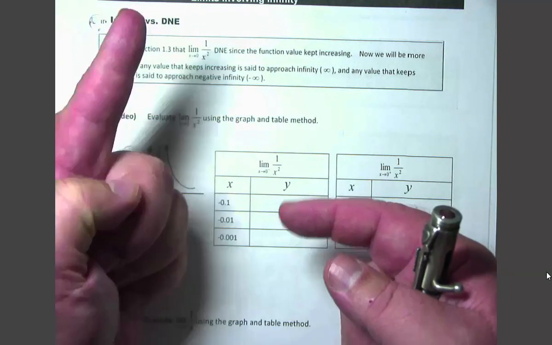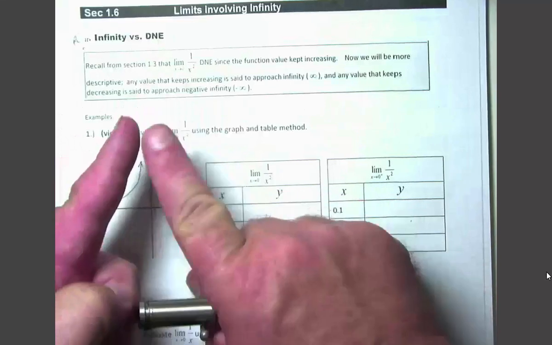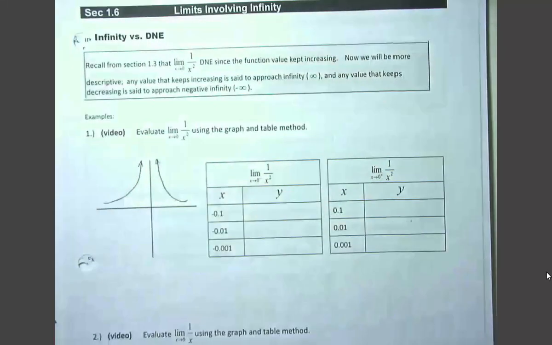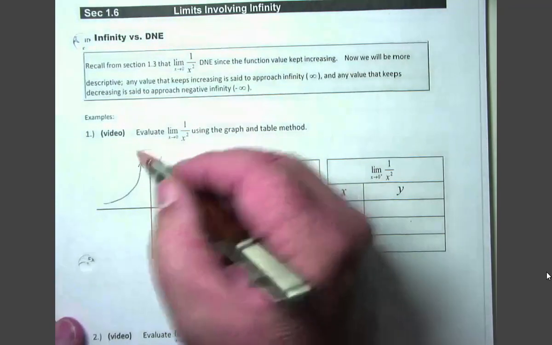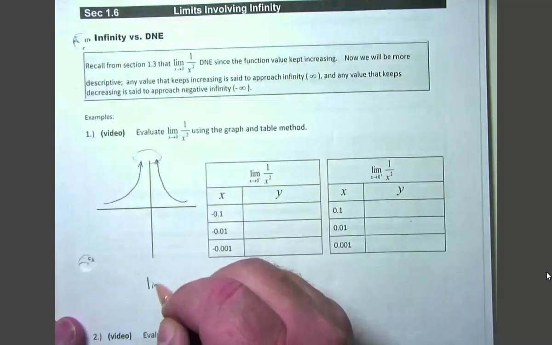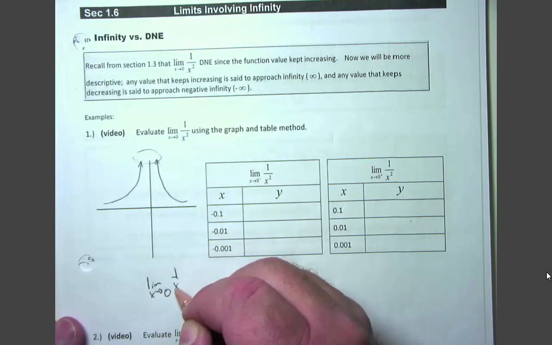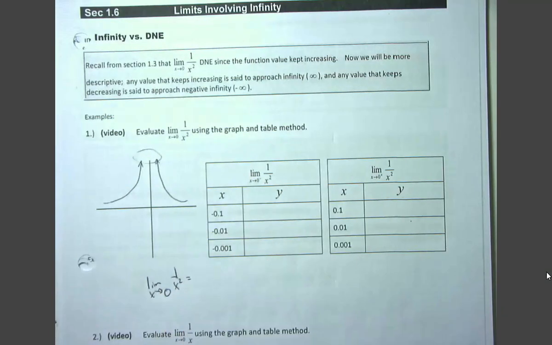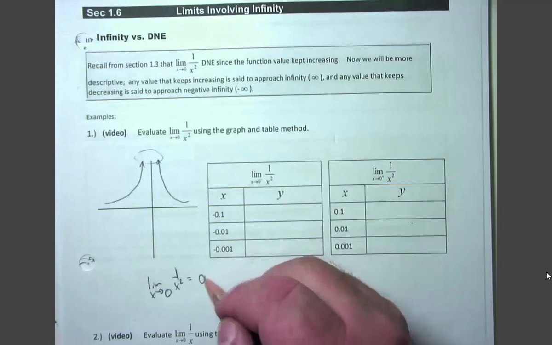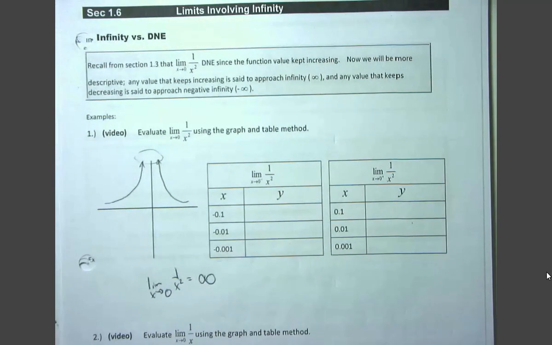Since the limit from the left blows up, and the limit from the right blows up, it's going where? Positive infinity. So because they're going in the same direction, we now declare the limit as x approaches 0 of 1 over x squared to not just be does not exist, that's too lame. It is actually infinity, because they're both going to infinity. They're going to the same thing.